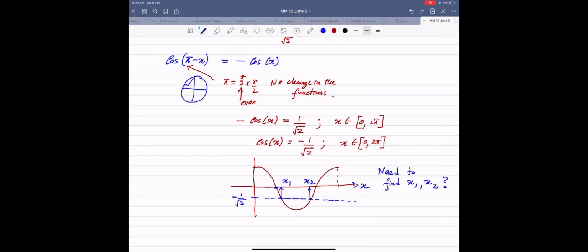Is it 3 pi over 4 and 5 pi over 4? Say it again. 3 pi over 4 and 5 pi over 4? How do you get it? I added pi over 2 plus pi over 4, and 3 pi over 2 minus pi over 4. Very good.